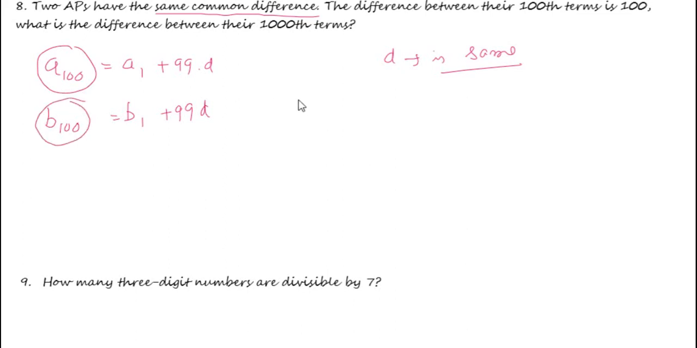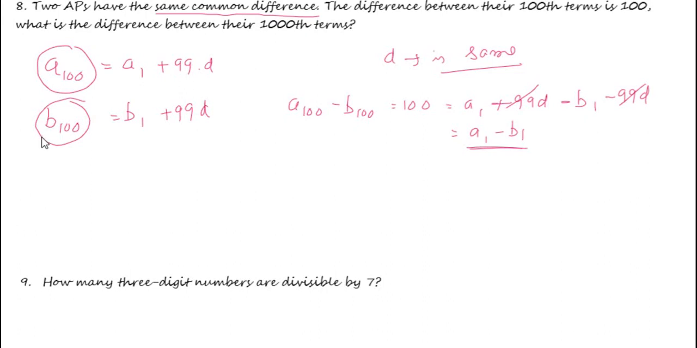So if I subtract A100 minus B100, that is 100. That is equal to A1 plus 99D minus B1 minus 99D. These two things cancel. So it is A1 minus B1. That is nothing but the difference of their first terms.